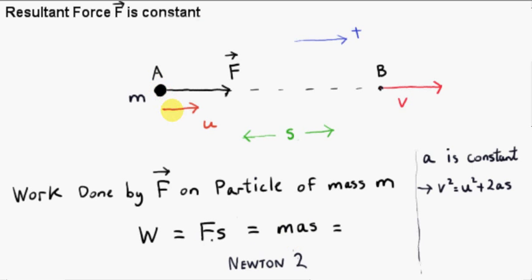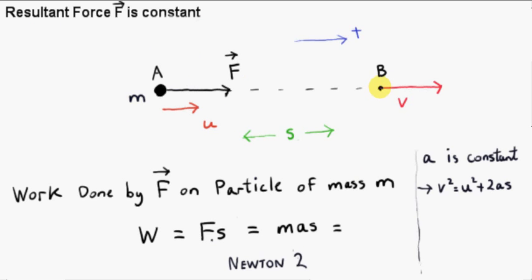Now, suppose that the initial speed of the particle is u. Of course, we know the direction of u, it's pointing to the right. Suppose that the final speed of the particle is v. Now, since the resultant force acting on the particle is constant, it means that the acceleration of the particle is constant. That's just by F equals ma. If the resultant force vector is constant, then the acceleration vector is constant. So, if the acceleration vector is constant, it means that its direction and magnitude are constant. Its direction is in the same direction as the resultant force, and its magnitude is constant.